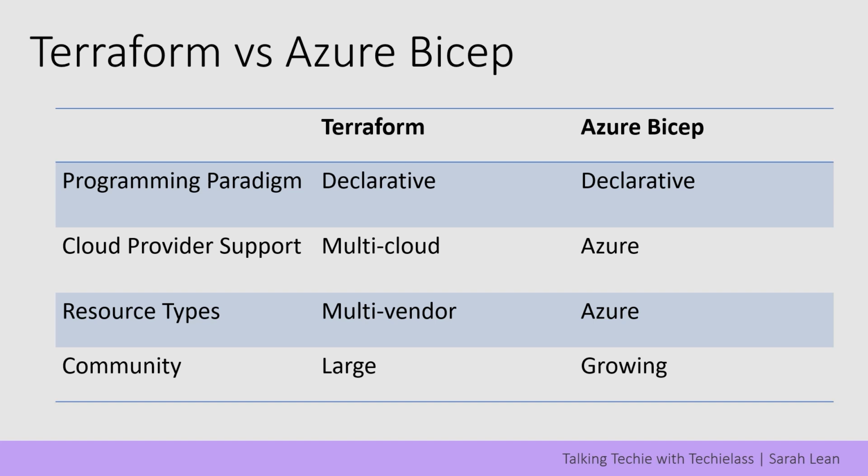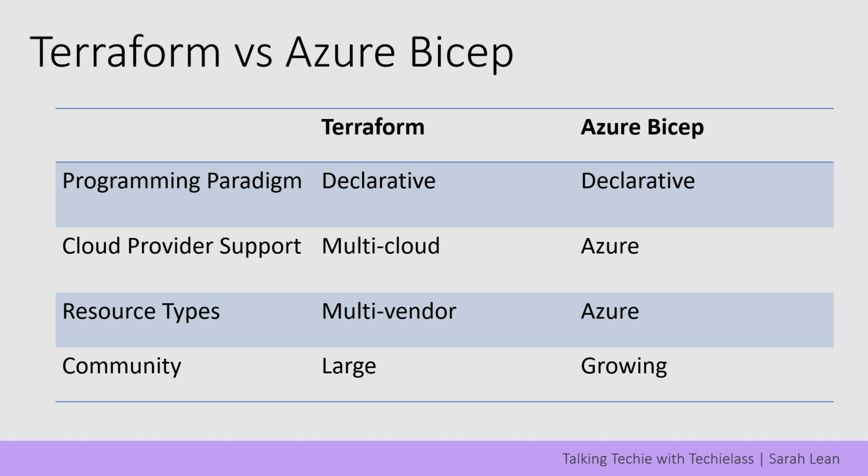Terraform supports a wide variety of cloud providers, including AWS, Azure, Google Cloud, and more, as I said earlier. On the other hand, Azure Bicep is specific to the Azure cloud platform. Now, Terraform uses its own syntax and configuration language, which may take some time to learn. Azure Bicep uses a syntax that is more similar to the Azure Resource Manager or ARM template language, making it easier for users who are familiar with ARM templates to get started.